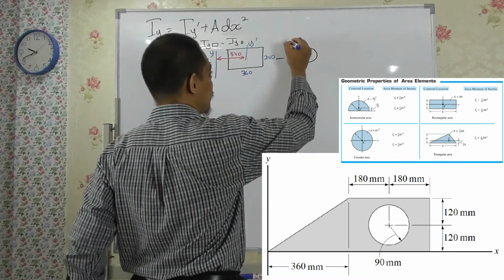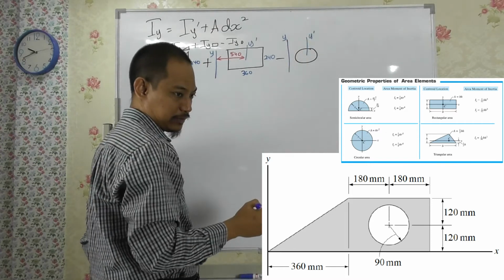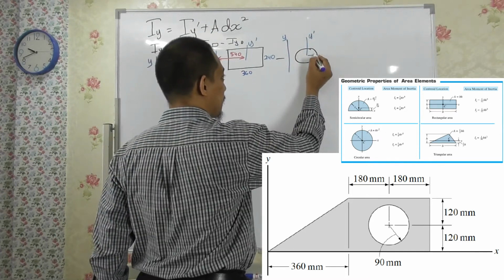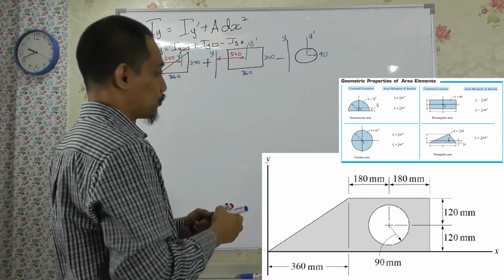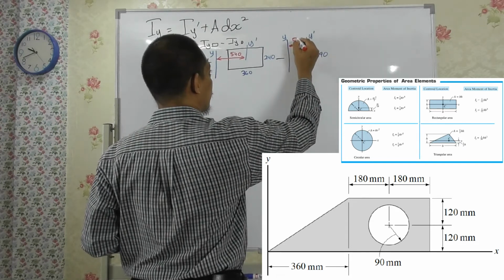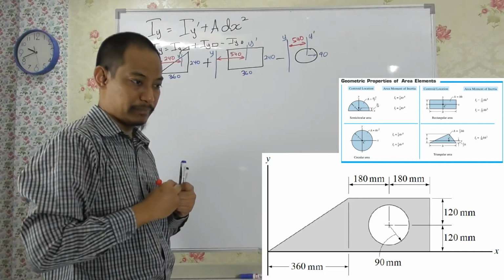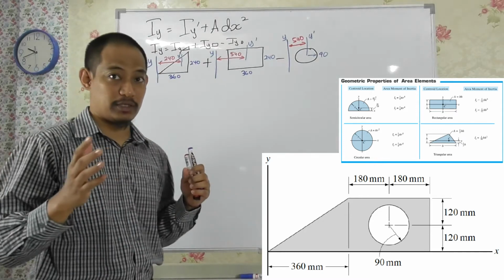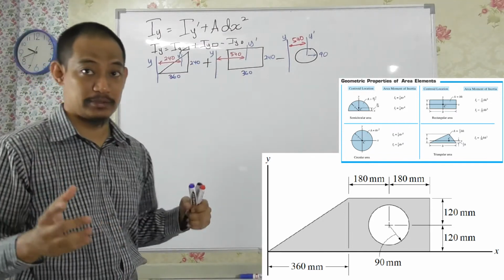For this circle, we have the y-axis here as well, and y prime here. The radius is given as 90 millimeter, and the distance between the two axes is the same, 540, because the y prime axis is the same. That is the information you have to establish to use this equation.